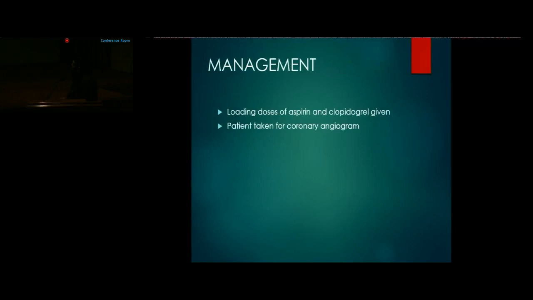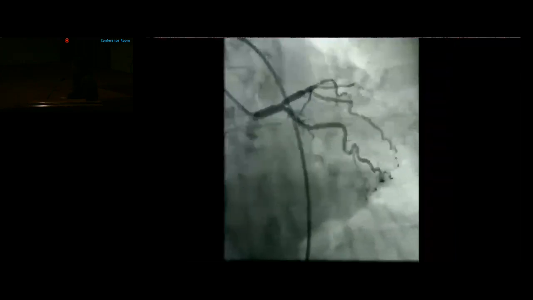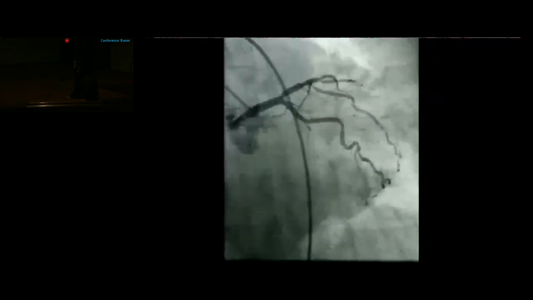Management: the patient was given loading doses of aspirin and clopidogrel. Since the patient was having rest angina, the patient was taken for coronary angiogram. The access was right femoral. This is the coronary angiogram, which is showing the left main artery, which is normal. This is the LCX artery, which is non-dominant, and there is minor plaque in the mid. And this is the left anterior descending artery, which is showing a critical lesion in the mid part.